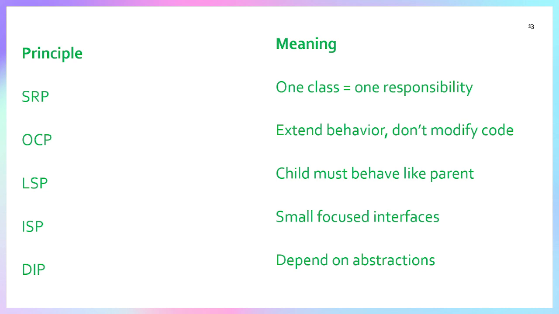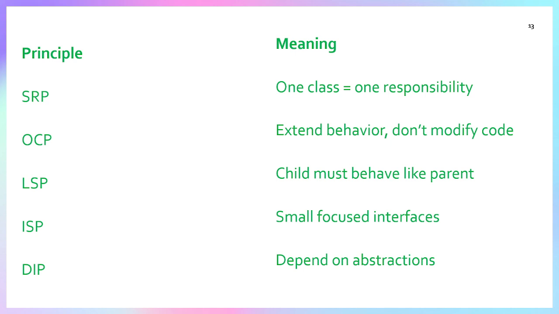Single responsibility principle: one class should have one responsibility. Open close: open for extension, closed for modification. Liskov substitution: a child must behave like the parent, meaning a child class can be replaced by the parent class without changing the behavior. Interface segregation: we should create small interfaces, not big interfaces. Dependency inversion principle: a big class will depend on the abstraction, not the concrete class. So this is the complete SOLID principle.